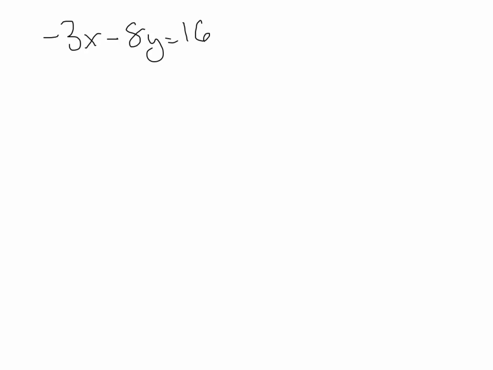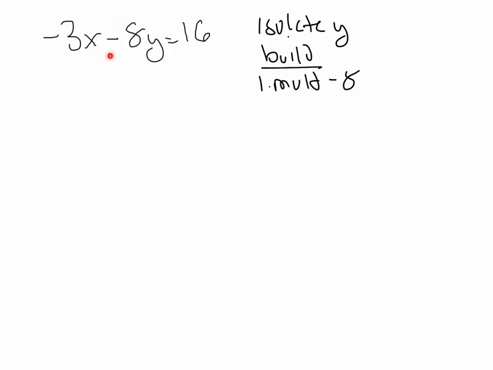Let's look at the equation negative 3x minus 8y equals 16. For this, I want to isolate y. For our steps to build, the first thing that's happening to y is it's being multiplied by negative 8. We have a minus sign here, and I'm going to keep that minus sign with the 8. Then, if we look at the 3x, the sign on the 3x is negative, so 3x is being subtracted from the equation. So we're multiplying by negative 8, then we're subtracting 3x.